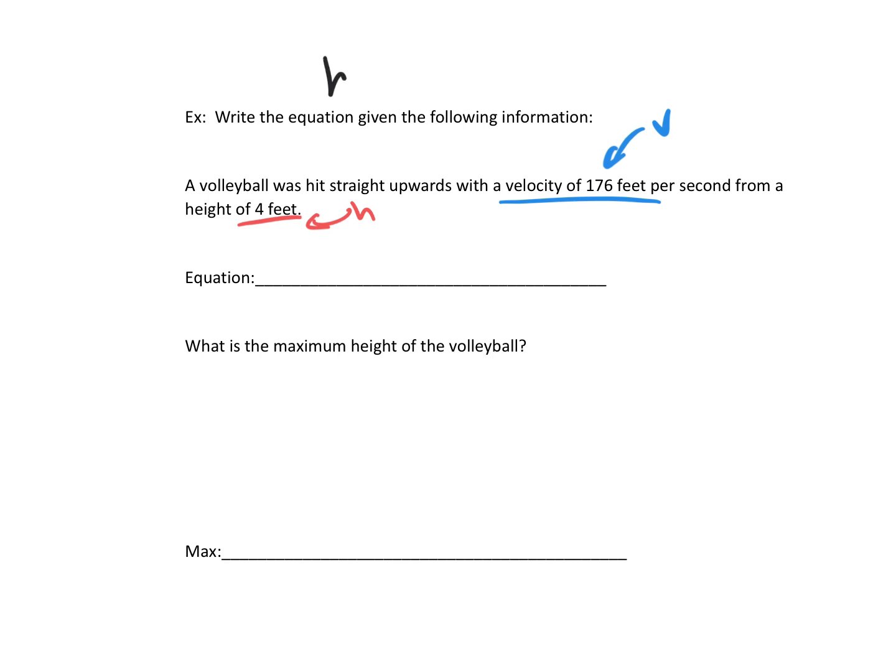Just remember, h of t just stands for height after a certain time. We want to start out with that negative 16t squared. Next would come our velocity in front of t and our starting height. So really we're just plugging in a couple different variables here: our velocity and our starting height.